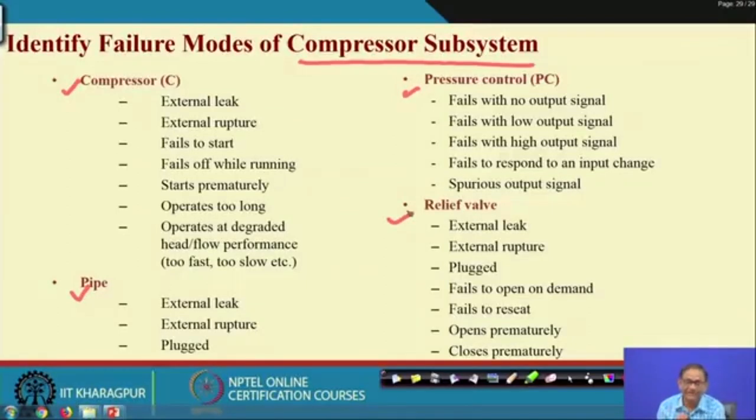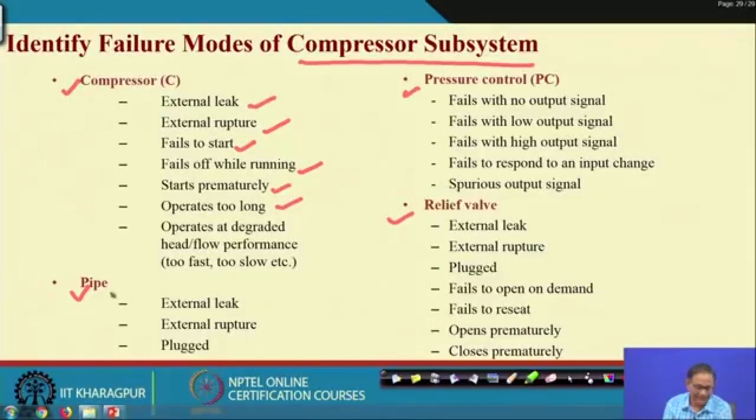Now, FMEA is also a team game. So, your team will have design knowledge, system knowledge, hazard knowledge, and obviously experience, that also counts. If you have design knowledge and hazard knowledge, you will be able to find out what kind of failure modes could happen there. One is the compressor case: external leak, external rupture, fails to start, fails off while running, starts prematurely, operates too long, operates at degraded head and flow performance, too fast and too slow.